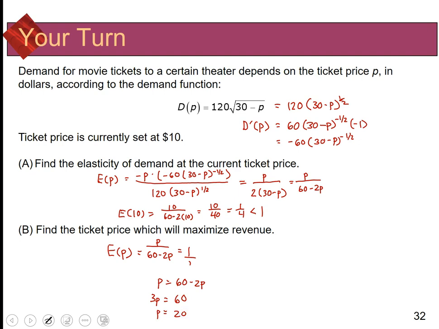So that means that to maximize revenue, the price should be set at $20 per ticket. Which, if you're a theater-going person, you probably wouldn't particularly like. But chances are, if this function is correct and the elasticity is calculated correctly, you're going to pay it anyway.